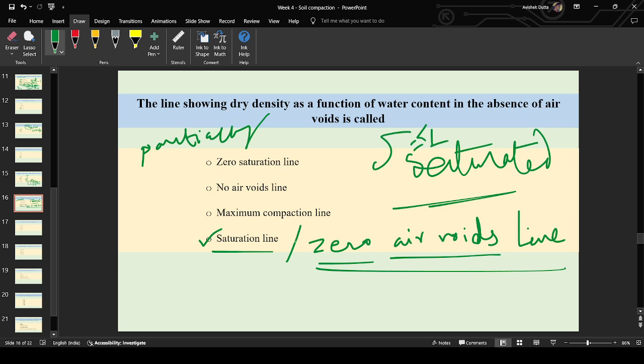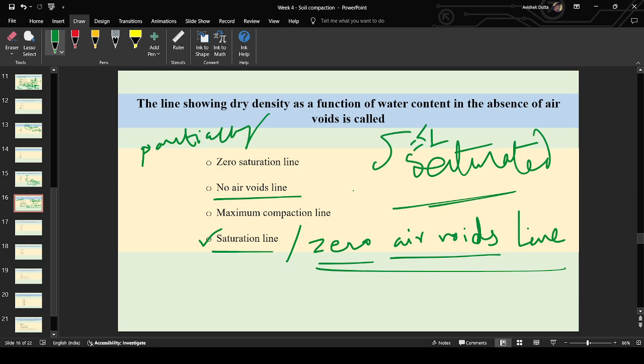If I went by the terminologies we can mention, then no air voids line could have been the right option also. But I'm not talking about what we can call it. I'm talking about what it is called, as per the standard textbook nomenclature. It is called saturation line or zero air voids line. Even though zero air voids and no air voids mean the same thing, the actual terminology is zero air voids line or saturation line.